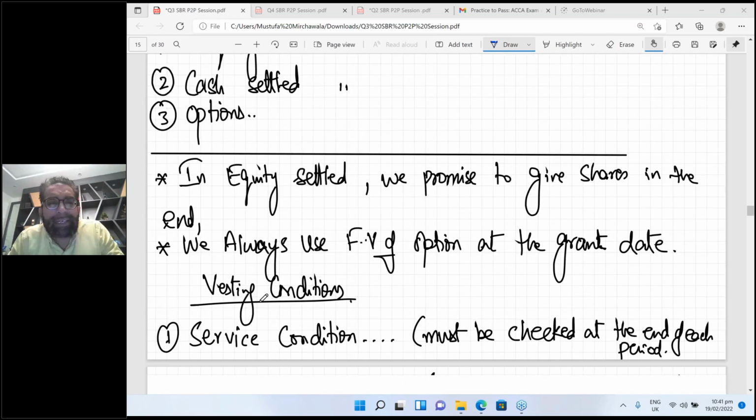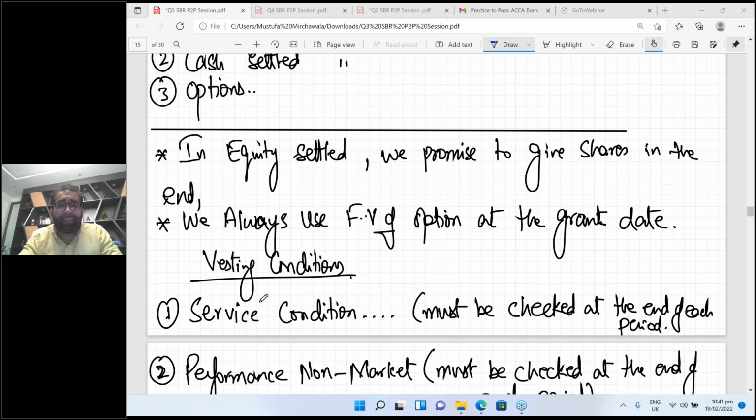Now what are some basic characteristics of equity settled? In equity settled share-based payment, we promise to give pure shares. This is the basic characteristic: we always use the fair value of the share option at the grant date. No need to consider the future fair value of options; if it is given, it is irrelevant, right?